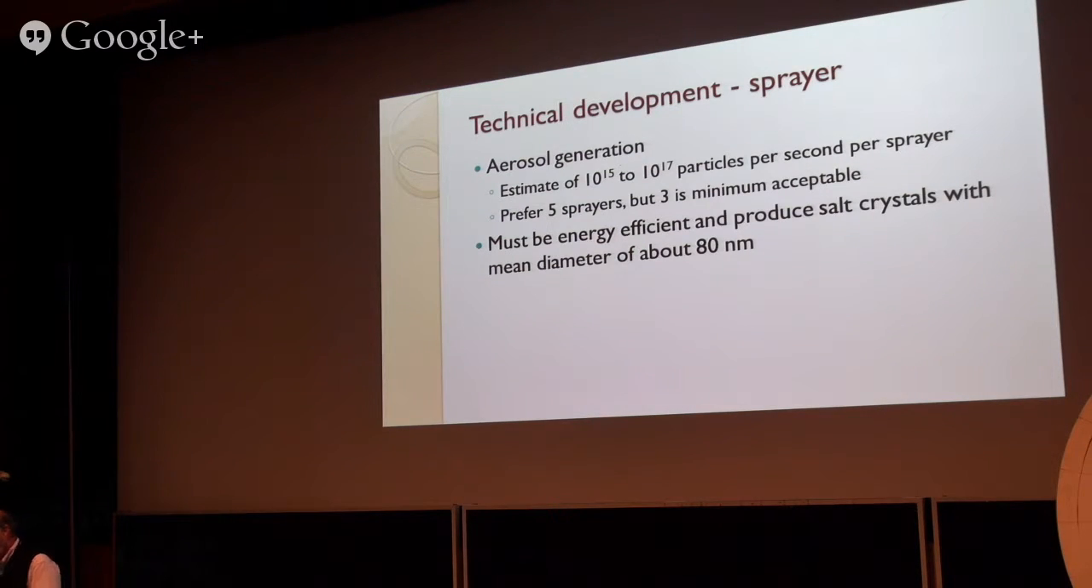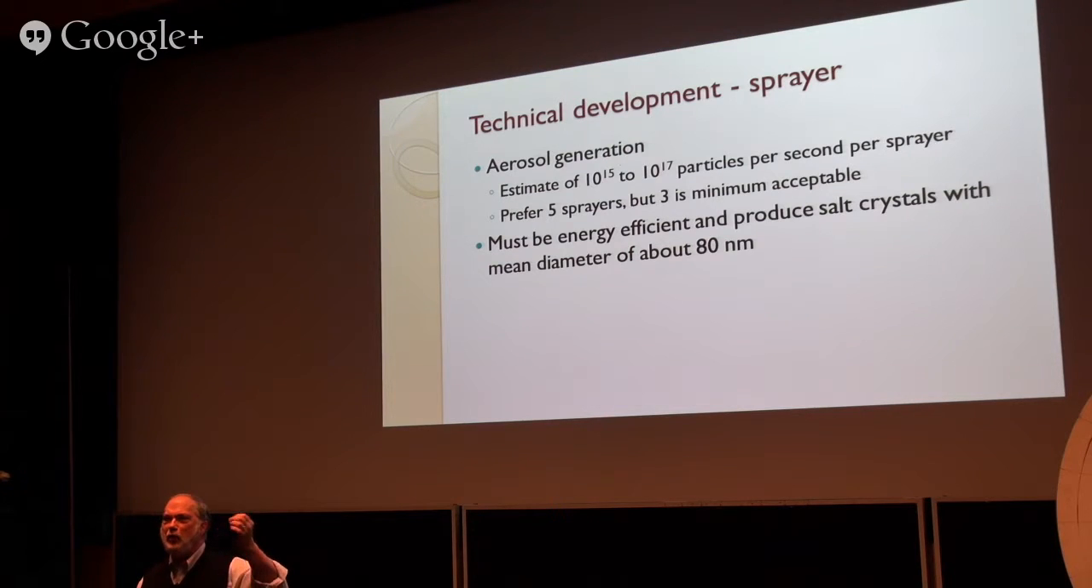So we want to get particles that are about 80 nanometers. For those of you who are atmospheric scientists and know something about this problem, you say, well, those are pretty small. And they are. What you want to do is, in a sense, overseed this cloud. You want to make droplets that are small enough and multiple enough that they're not going to precipitate out.